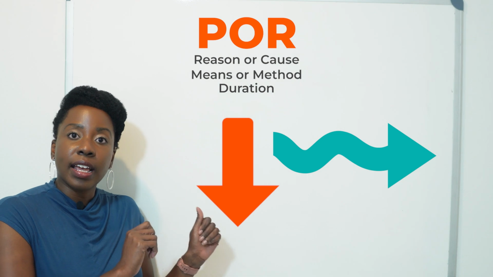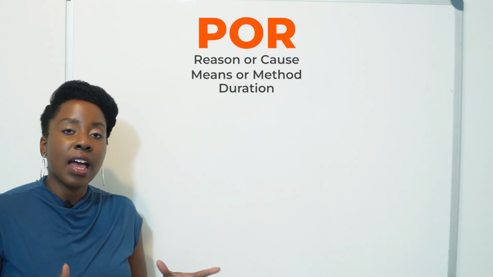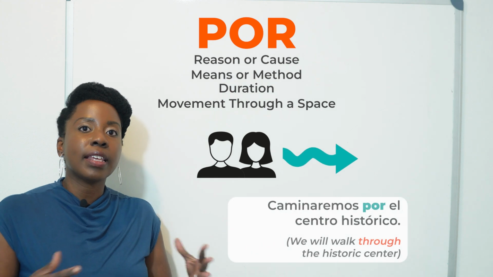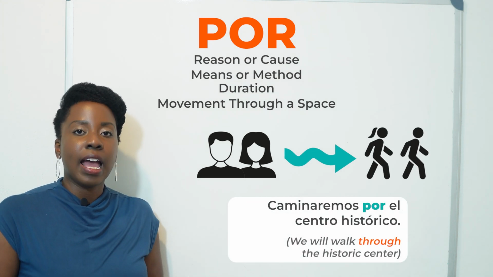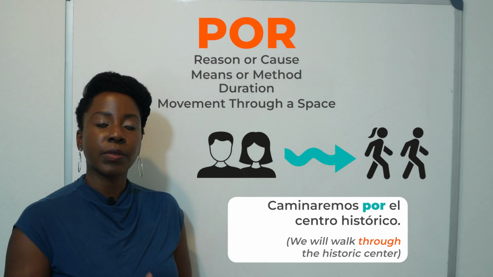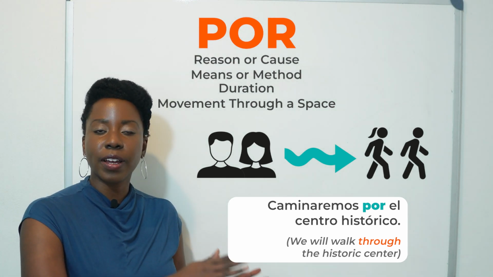And that takes us to our next point. Por can mean movement through space. For example, caminaremos por el centro histórico. So we're going to take a walk through this historic center.